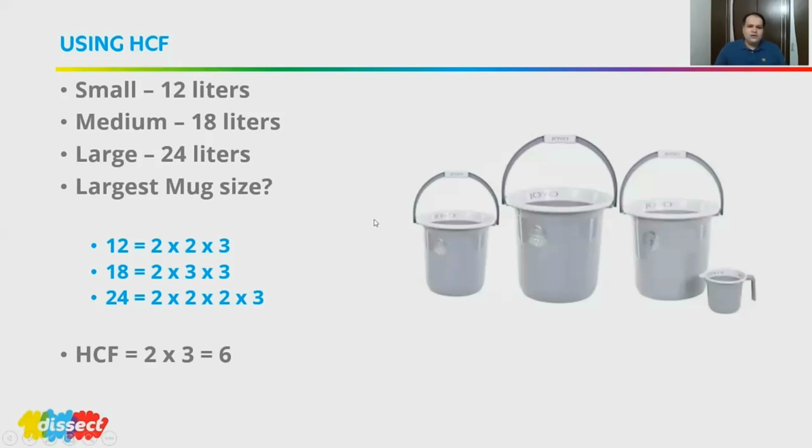So I hope you understood the application of HCF, or highest common factor, in real life. It is usually used for optimization of resources. If you have any doubts, then you can definitely go back to any part of this video for explanation. And I hope you would be able to understand the concept clearly once you have watched it.